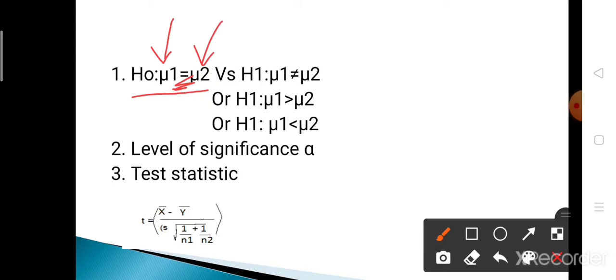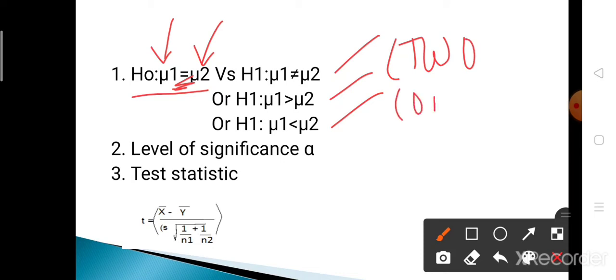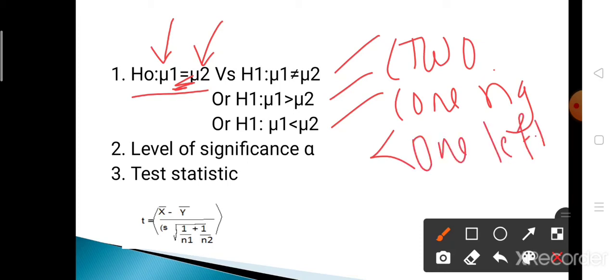What is H1, the alternative hypothesis, which is opposite to the null hypothesis? There are three cases. Mu1 is not equal to mu2, mu1 is greater than mu2 and mu1 is less than mu2. If there is the not equal to condition, then it is called a two-sided test. If it is greater than, then it is called a one-sided right test, and if there is the less than condition, then it is called a one-sided left test.